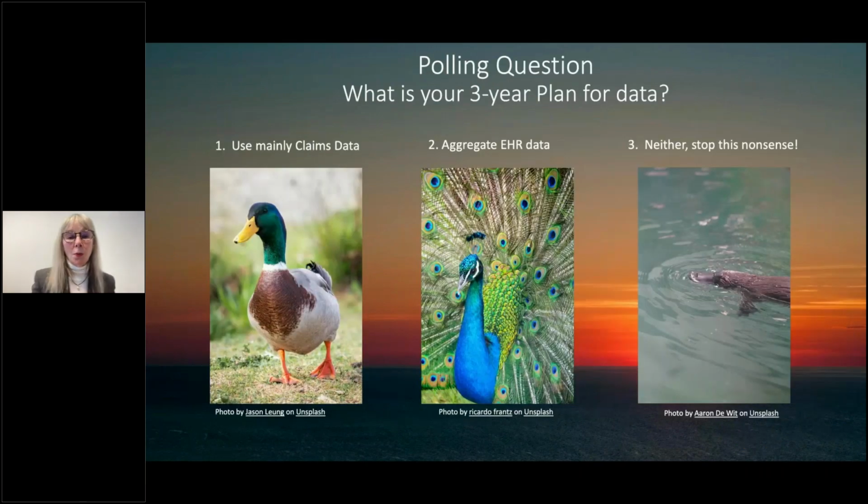So at this point, what I really want to know is, what is your plan for going forward with data? Are you planning, number one, to use mainly claims data? Are you planning to elaborate that with EHR data, number two? Or three, none of these, it's just nonsense.